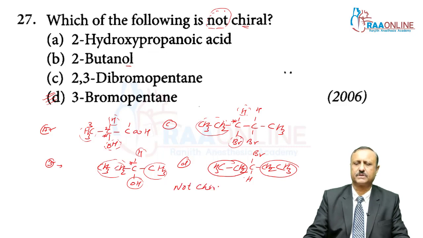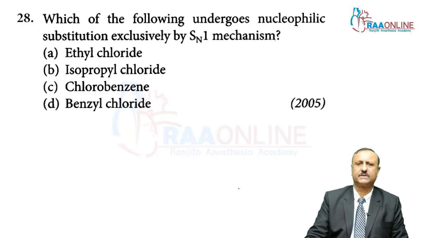My dear students, this question was asked in the 2006 NEET exam, and you can see in this question 3-bromopentane is formed, and in 3-bromopentane chirality is not present because the same ethyl groups are present. My dear students, which of the following undergoes nucleophilic substitution exclusively by the SN1 mechanism?